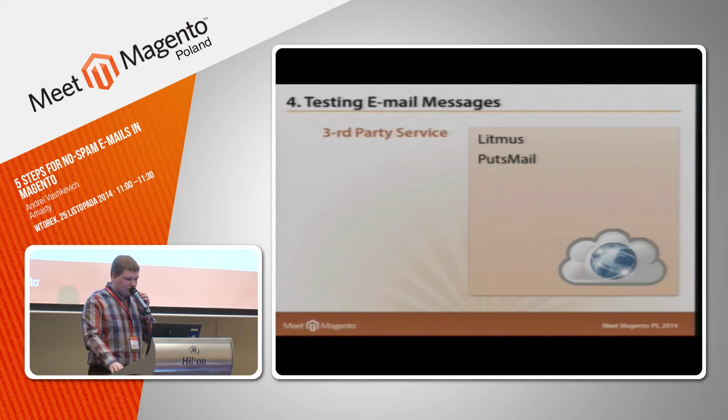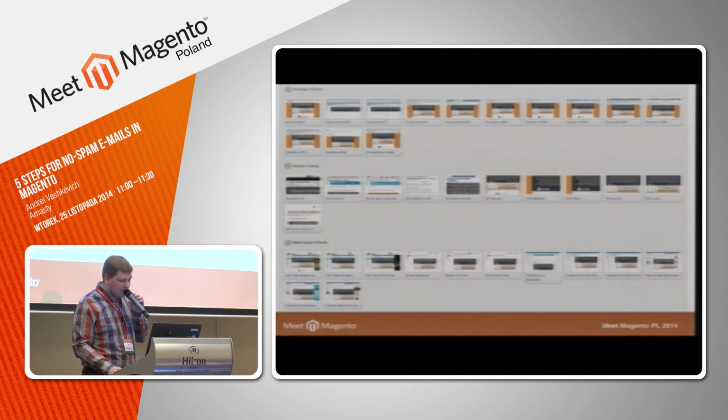Okay, so how to do it? For example, to test how your email is displayed, there is a great third-party service called Litmus. Litmus will generate a preview, like on this slide, of your message in all modern desktop, mobile, and web-based clients. So you can just click across these previews and you will see the whole picture. Also, Litmus provides you some recommendations on what HTML tags will work or will not work in your email.